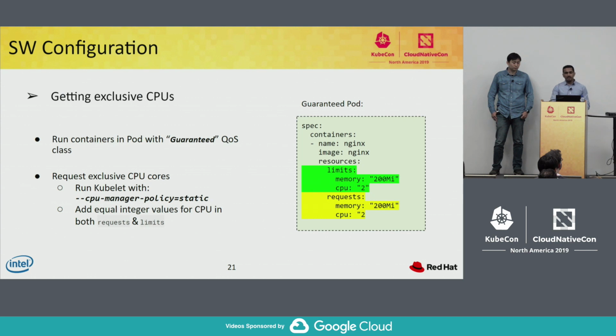So here we'll see how to get exclusive CPU for the workload. For a workload to get exclusive CPU, it needs to run in the guaranteed QoS. For guaranteed QoS, if you're familiar with the Kubernetes CPU Manager, you need to request both CPU and memory, and the CPU request must be an integer value. In this example, you can see that we put the CPU value as 2, which means that we're looking for 2 exclusive CPUs for the workload.